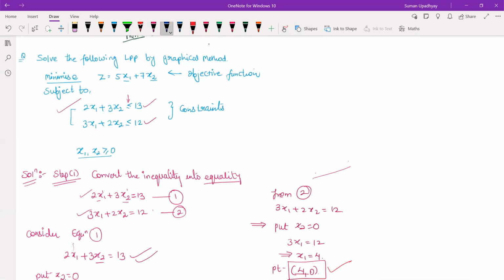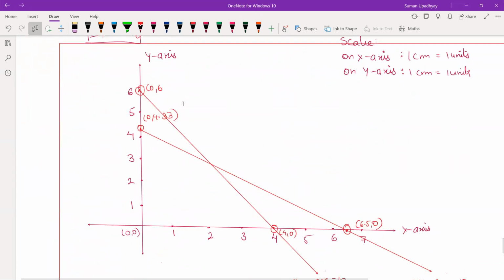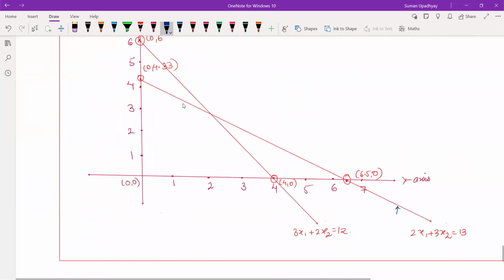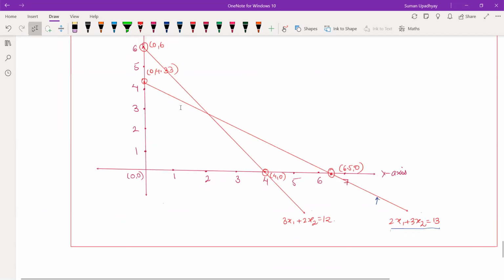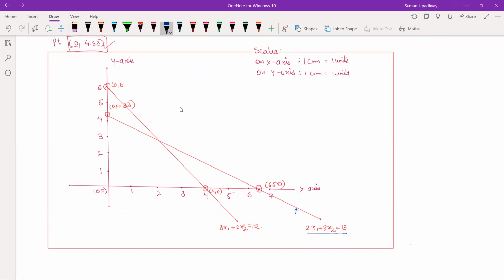Our constraint was this: 2x1 plus 3x2 is less than equals to 13. पहला इक्वेशन, पहला स्ट्रेट लाइन किधर है? ये रहा हमारा पहला स्ट्रेट लाइन. तो बोल रहा है कि the constraint is 2x1 plus 3x2 is less than equals to 13. ये जो स्ट्रेट लाइन ड्रॉ किया है वो इक्वल्स टू 13 वाला स्ट्रेट लाइन है. सो लेस देन किधर आएगा? लेस देन इक्वल्स टू 13 किधर आएगा?